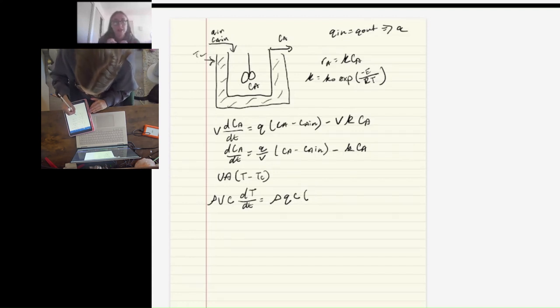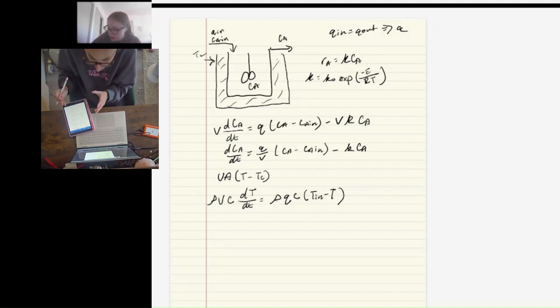So our density, our flow rate, and then our heat capacity. And then this is going to be multiplied by our T coming in minus our T. And then what we're going to do now is subtract that heat transfer, right? So now it's UA times T minus Tc.